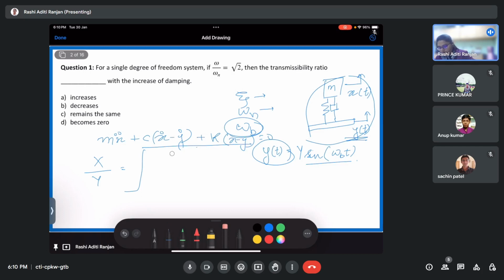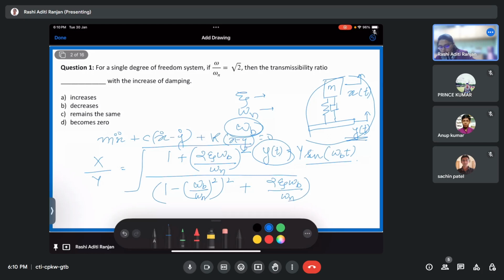1 plus twice of epsilon omega b divided by omega n, whole square, divided by 1 minus omega b by omega n, whole square, plus twice of epsilon omega b by omega n, whole square. Correct? Any doubts?